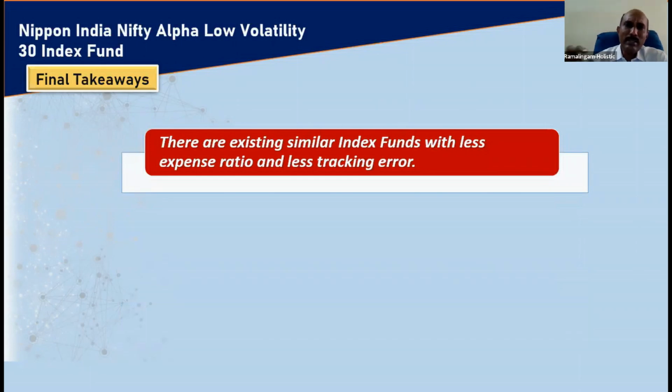Also, there are existing funds which are mimicking this index. Nifty Alpha Low Volatility 30 Index funds are available already from other mutual fund companies. They have a proven expense ratio and tested tracking error, right? So we know what kind of expense ratio they have, what kind of tracking error they have.